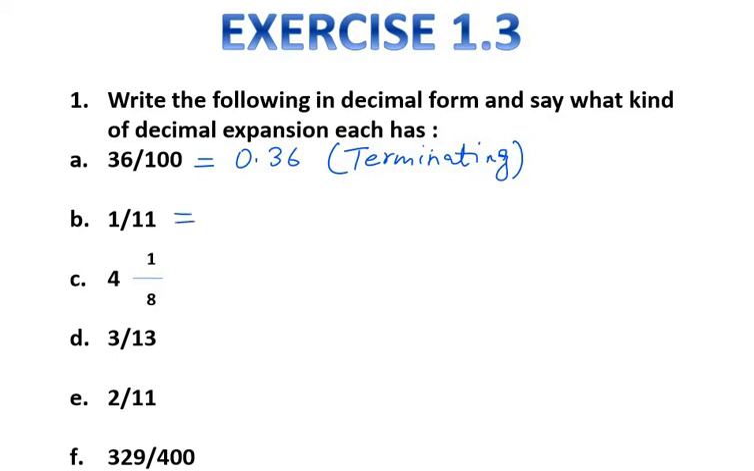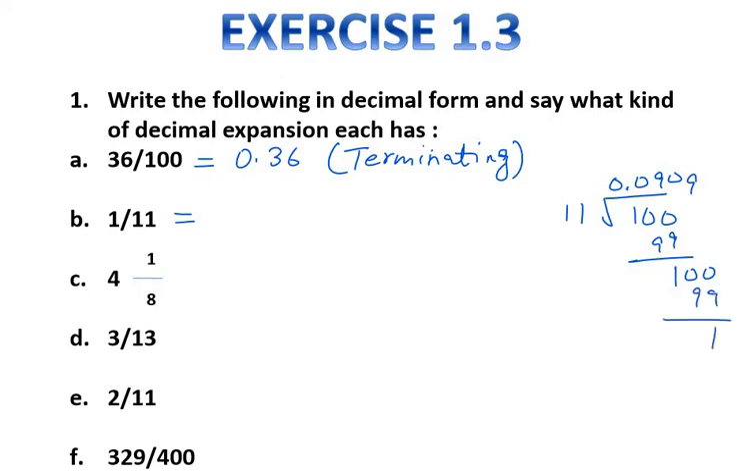Now the next one is 1 over 11. Now we need to write 1 inside, 11 outside. So in this case we need to put two zeros here. I will put 0.0 here. 11 into 9 is 99, less than 100, and we get 1 as remainder. 10 here. Then again you need to put 0 here, so 0 up, then 11 into 9 again, so 99, again we get 1 as remainder.